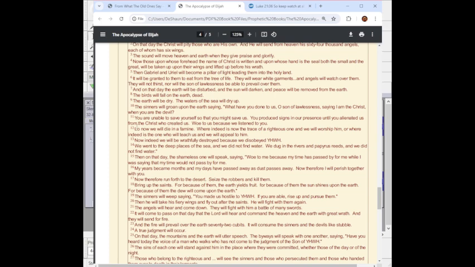Look, now we will die in a famine, where indeed is now the trace of a righteous one, and we will worship him. See, I don't want no damn worship, neither did the Messiah want worship. We always direct our worship to the Great Spirit, the eternal living power.